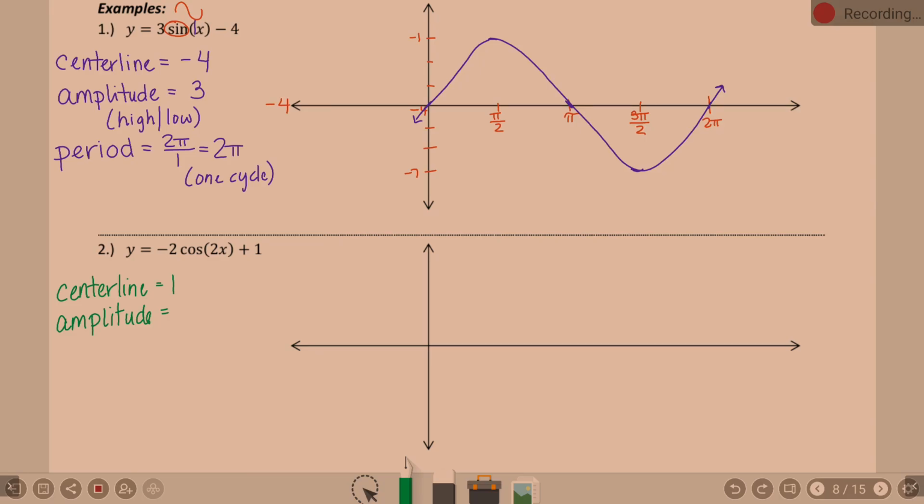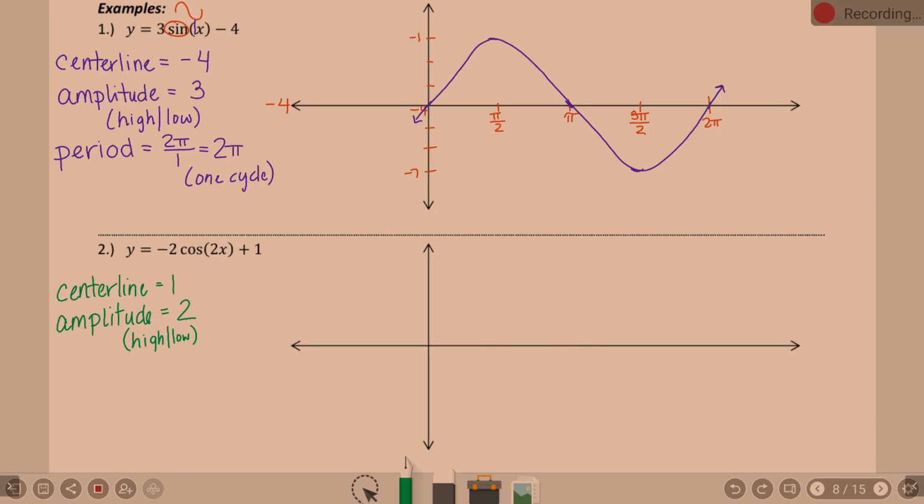Now I want to talk amplitude. What's my amplitude? 2. It's your stretch out front, and I'm only going to use +2. It's amplitude of 2, so keep in mind that 2 is how high or low my graph goes, if you need that reminder. Why didn't I use the negative? Absolute value. Officially, amplitude is absolute value of A, and so the amplitude is just 2.